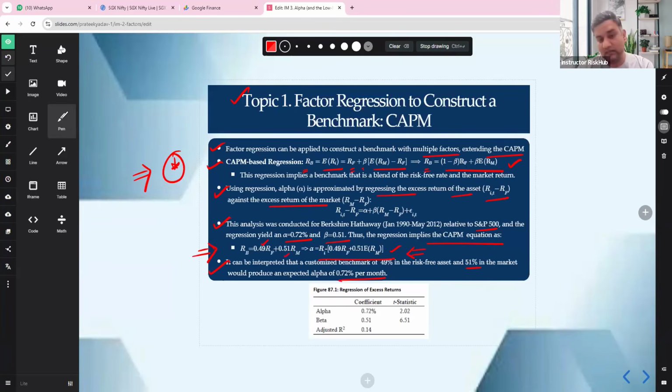And if you compare Berkshire to the S&P 500 directly, you will be getting the wrong alpha. If you adjust for beta, then you get the true alpha. So that's what we are talking about. Okay, that's the whole idea of factor regression to construct a benchmark.